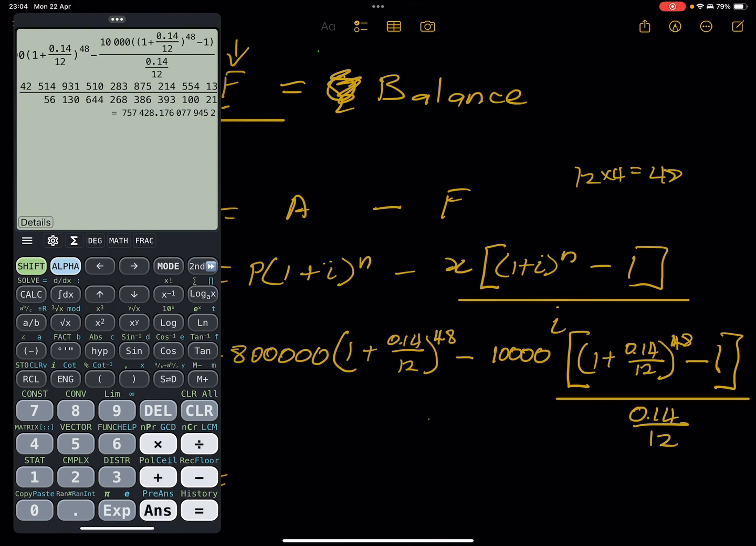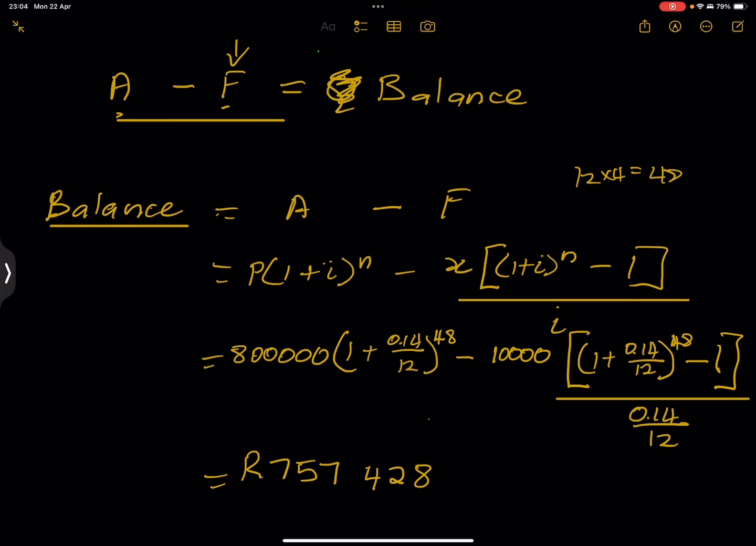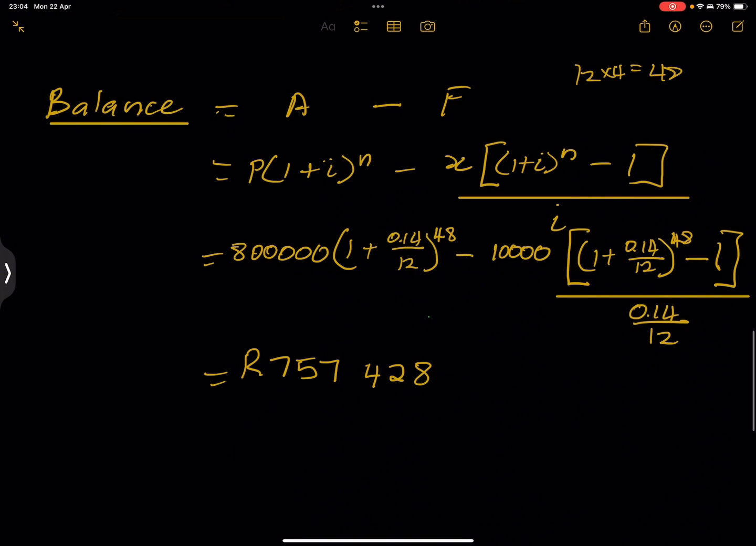What would be the balance? That would be 757,428. Okay, that's to the nearest rand. So that would be the amount, in this case, the deposit that he will use.